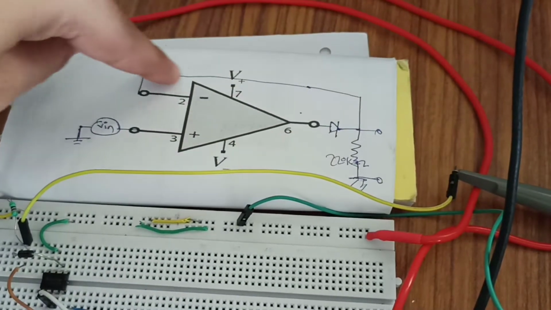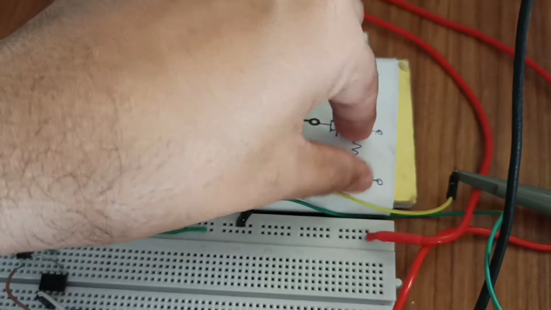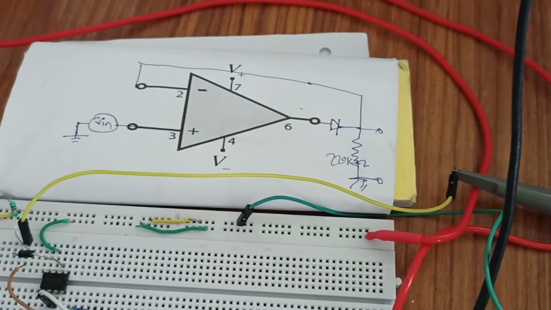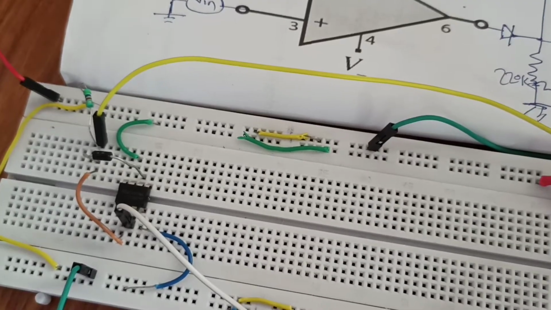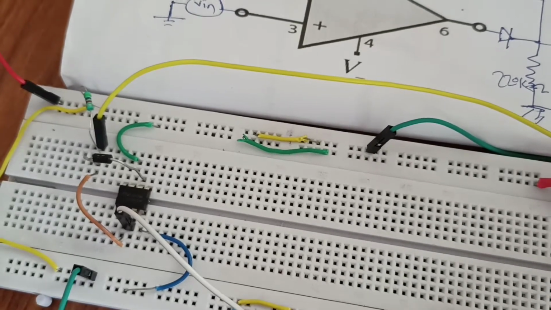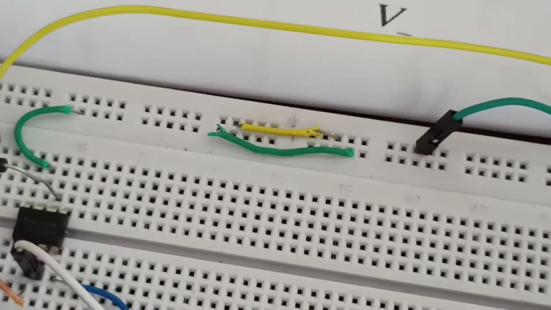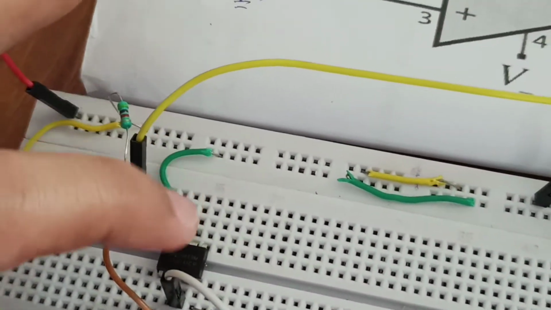It is going to amplify by the open loop gain, and then it is going to rectify. Here we feed back to the negative terminal, and across this resistance we are going to take the output. Now this is your circuit. What I did in the circuit, if you look at the circuit, this is your op-amp.